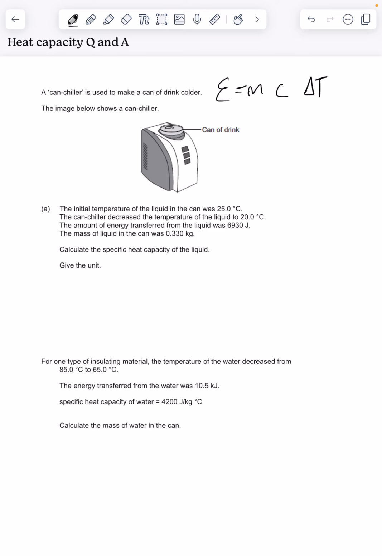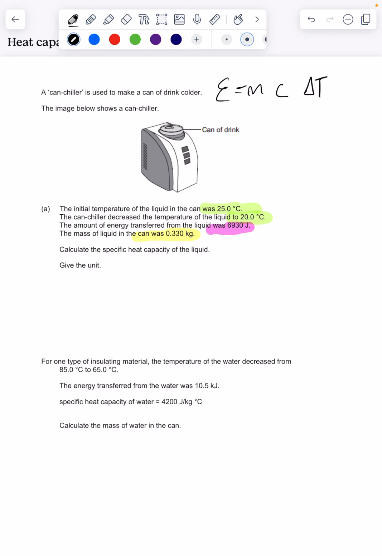Question 1 says the initial temperature of the liquid in the can was 25 degrees and it decreased to 20 degrees. The amount of energy transferred was 6,930 joules, and it tells us the mass of the can was 0.330 kilograms. Calculate the specific heat capacity.